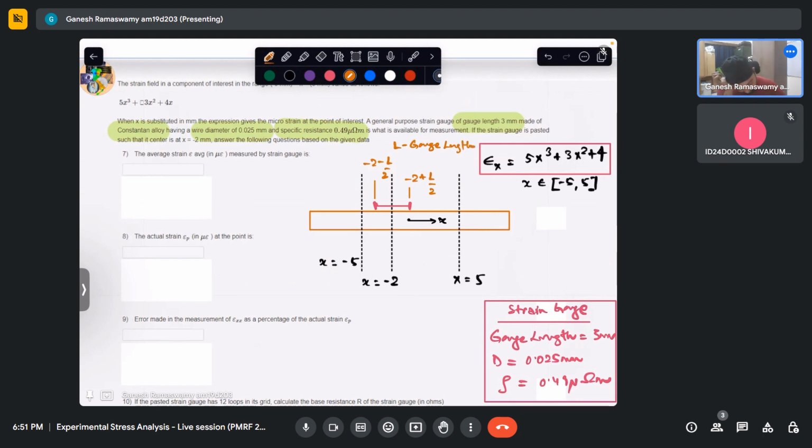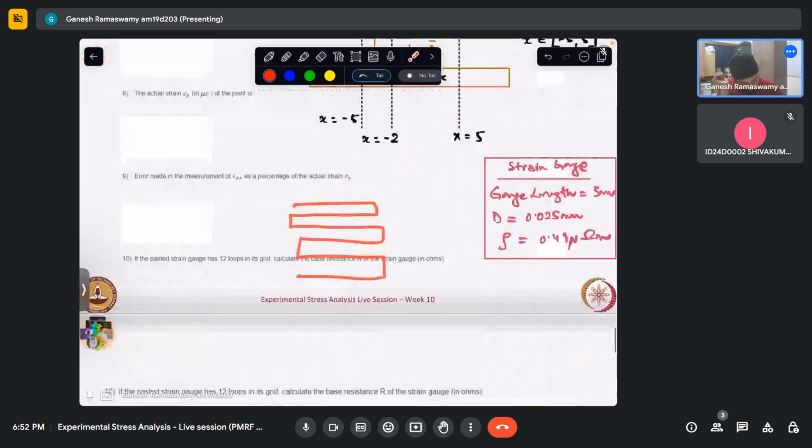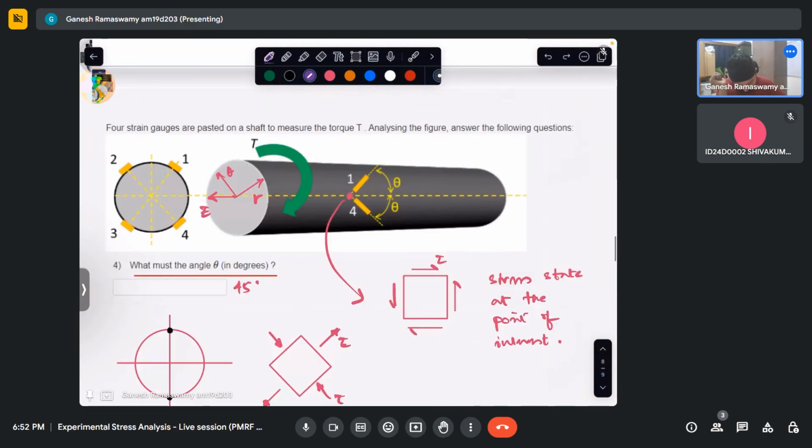Now we have to answer the following questions with this setup. The average strain epsilon in microstrain measured by the strain gauge is what is asked. Now we know that when we have a strain gauge, a wire like that, basically it is measuring the strain. The change could be at any point, but we take the assumption that it is at the center. Let me draw it a little neatly. This I already have drawn somewhere. I'll just take it from there.